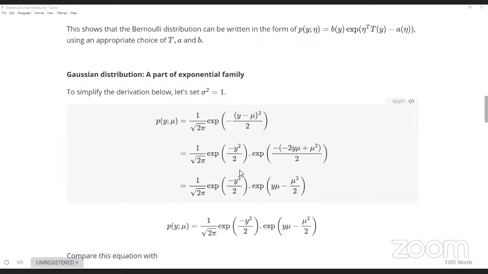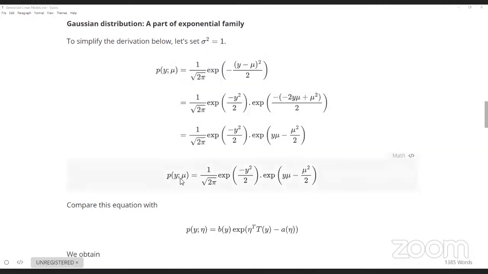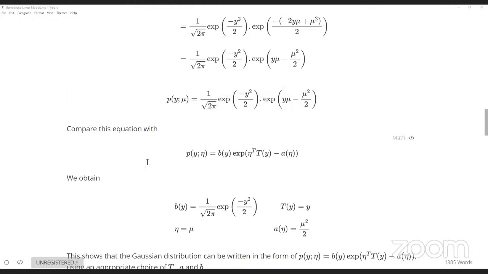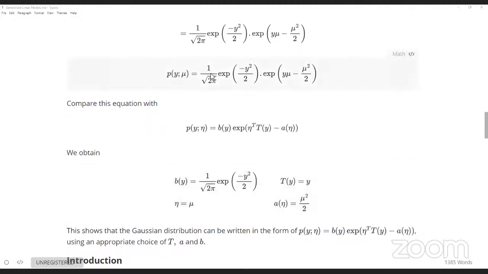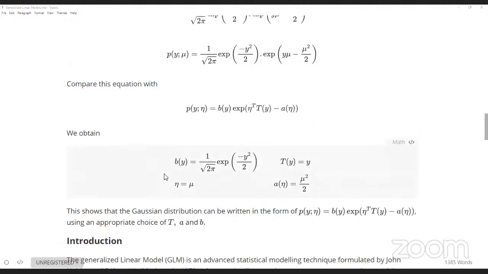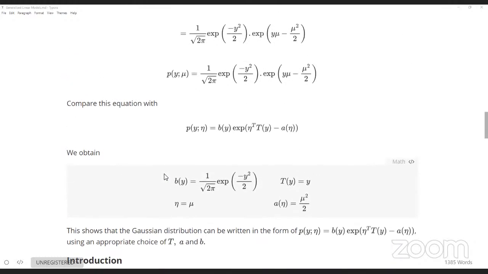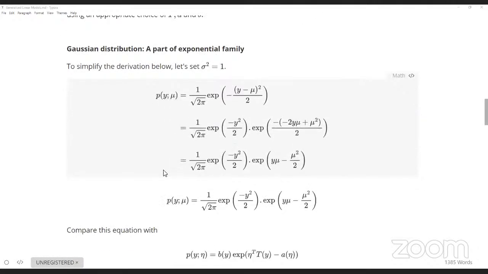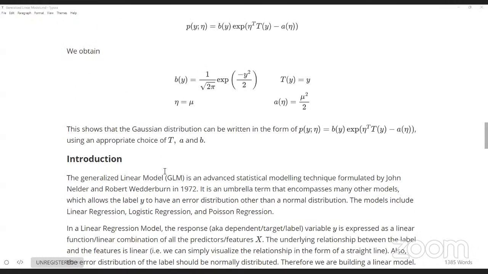Okay, so with the same manipulations, we bring it into this form. Now if you compare, this all becomes a function of y, so this becomes b of y, e raised to the power of eta times T of y. So eta becomes the mean here. So in the case of the normal distribution, the natural parameter is the mean itself, and the test statistic is the sample itself. And this last term makes sure that the integral over the range is always 1. So again, the Gaussian distribution comes from the exponential family. These two distributions are of use for our course.